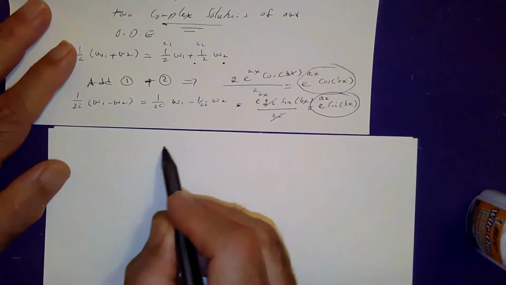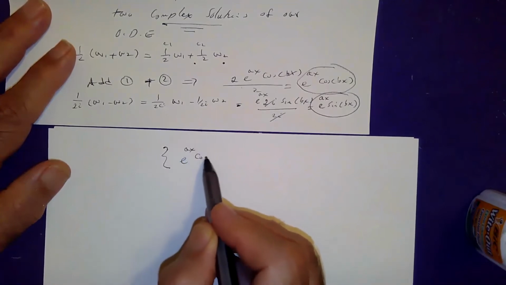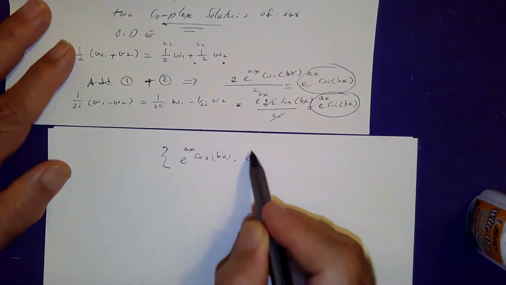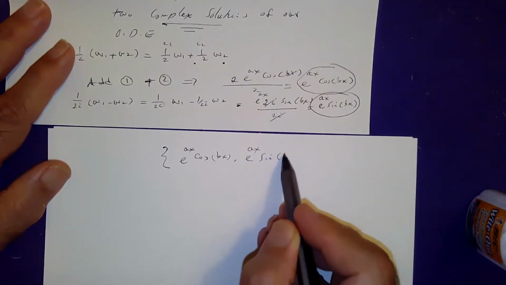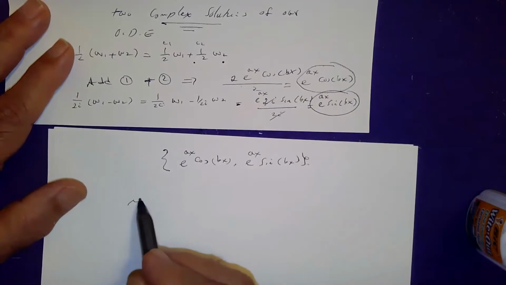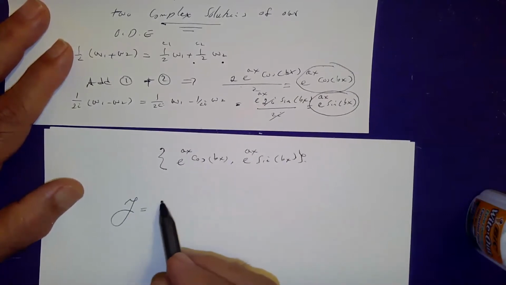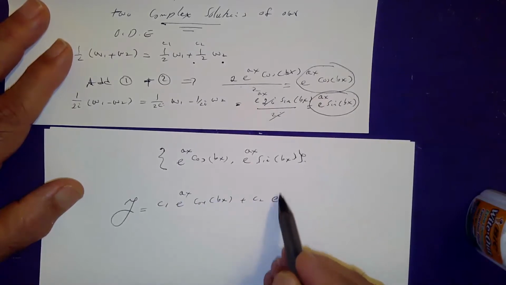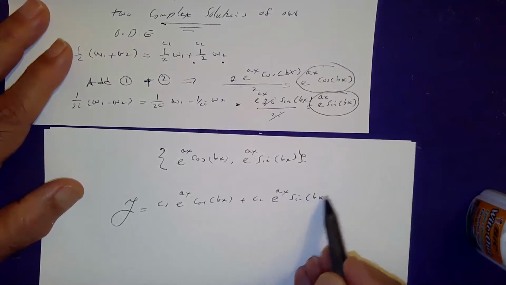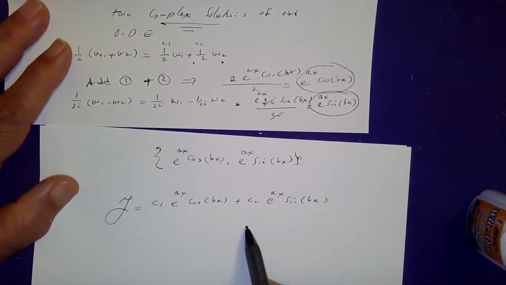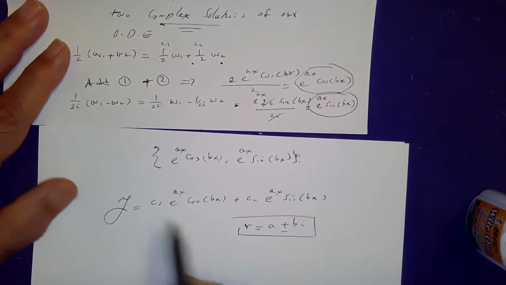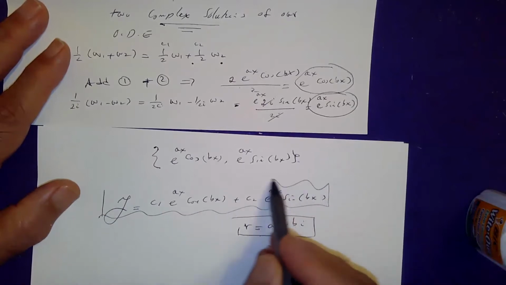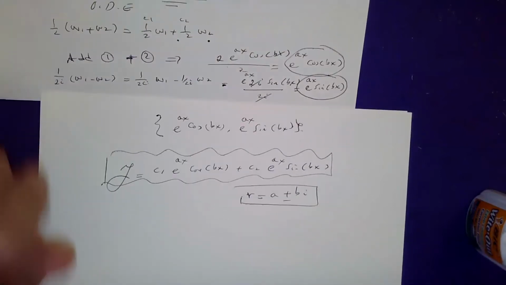Final answer, we get fundamental solutions e to the ax cosine of bx, and e to the ax sine of bx. The final answer is a linear combination of these guys: C1 e to the ax cosine of bx plus C2 e to the ax sine of bx. Remember where a and b are coming from. They are coming from the complex roots. This, ladies and gentlemen, is my final answer. Do you see it?